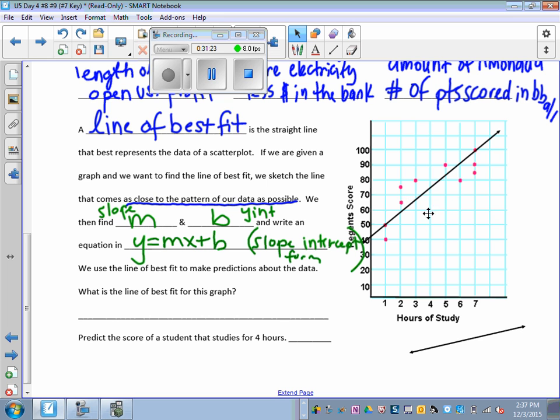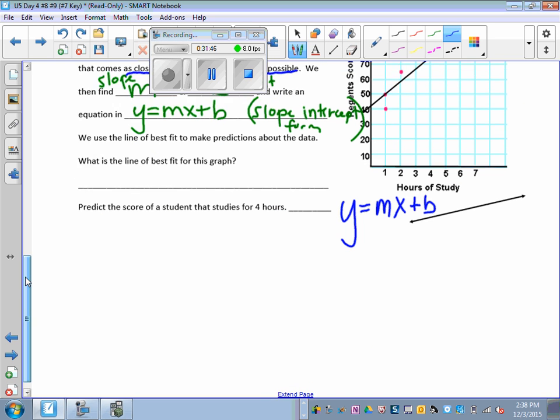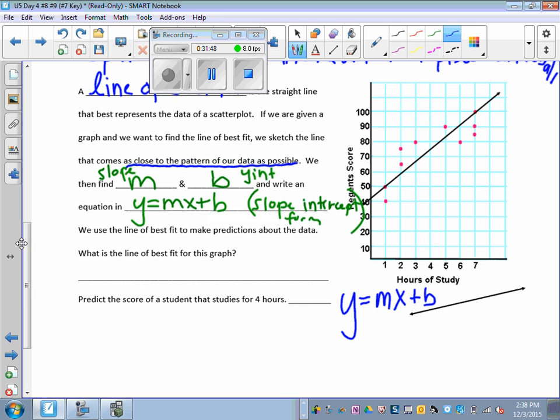Okay, so let's figure out what our equation is. Now, this starts to get a little bit more difficult because we don't have exact values. To write our equation, we need to have our slope and we need to have our y-intercept, right? Well, for this line that I chose, what does my y-intercept look to be?